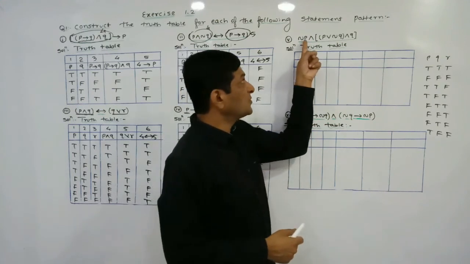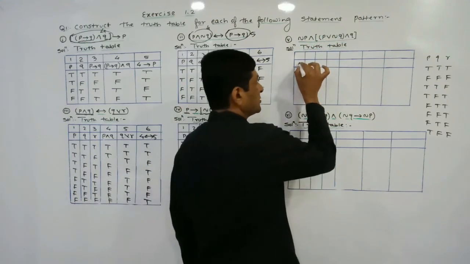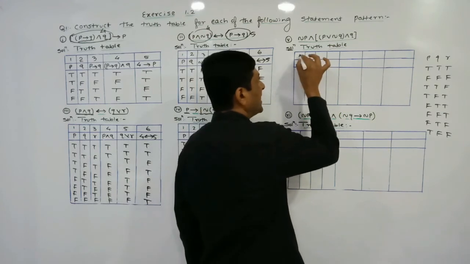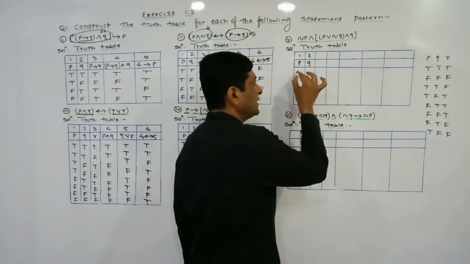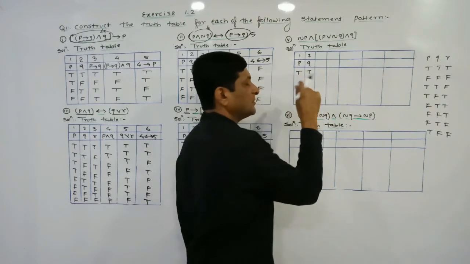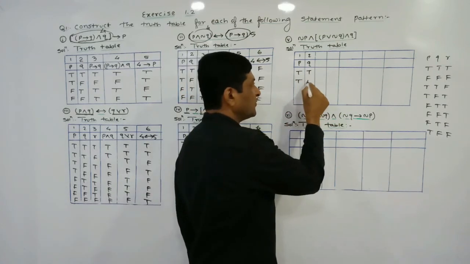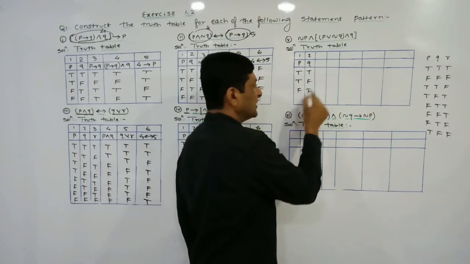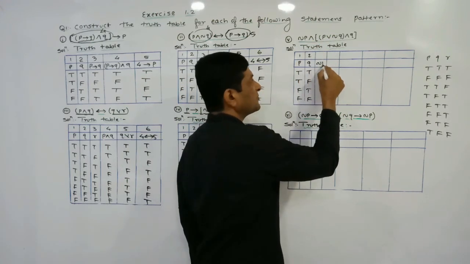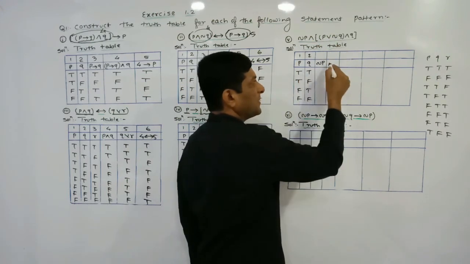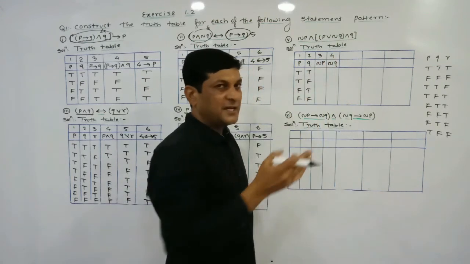Now see example number 5. In this case also 2 letters appear, P and Q, meaning only 2 statements are under consideration. If 2 statements are under consideration, then there are 4 possibilities of truth values: true, true, true, false, false, true, and false, false. Let us find the negation of P, because we will require negation of P. We will require negation of Q also. So first we are finding negation of P and negation of Q.